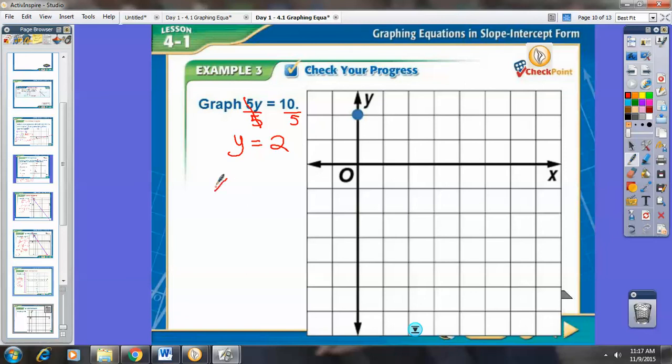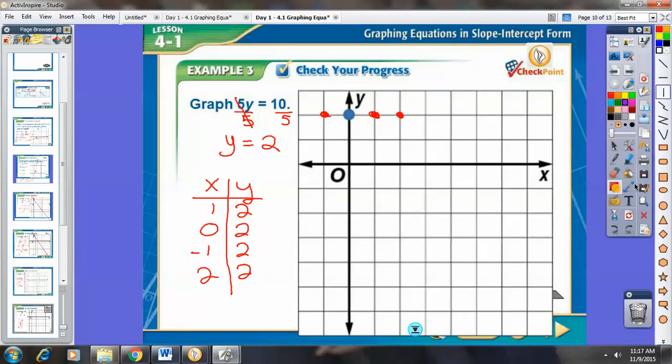Let's use a t-chart to help us graph. This time in our t-chart, the y value is always going to be 2. I can put whatever I want in for x, but y is always going to be 2. So let's plot these points. Straight edge and drawing a line in.